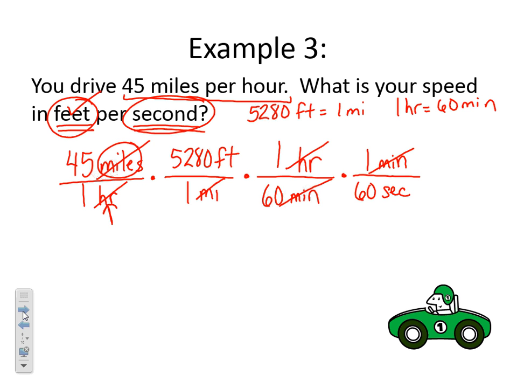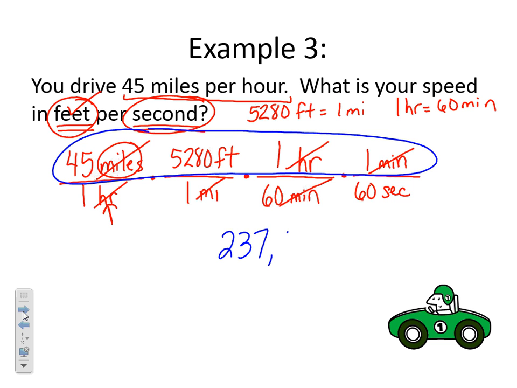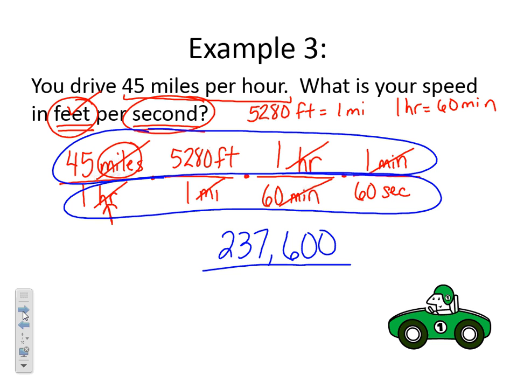So I had the feet and now I have the seconds, and now I just do what the math tells me to do. Multiplying all the numerators, 45 times 5,280 times 1 times 1, 237,600. And then if I multiply 1 times 1 times 60 times 60, I get 3,600. And now if I divide those two things, my answer is 66. And make sure the units are there. That is 66 feet per second.